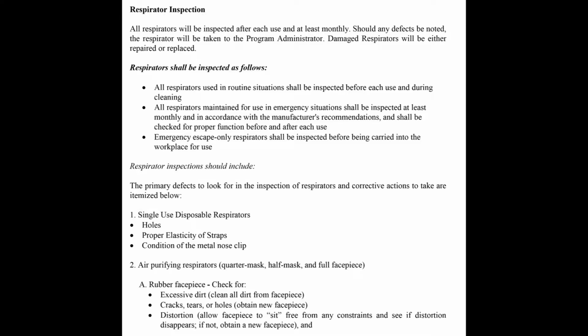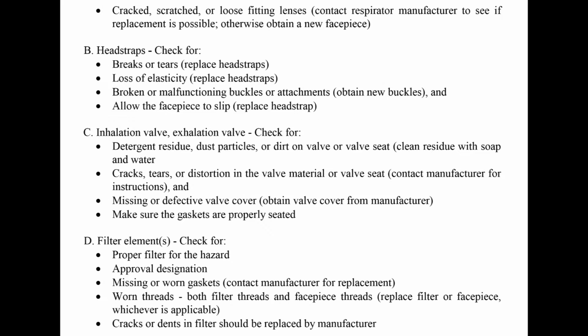Air purifying respirators, quarter mask, half mask, and full facepiece. A. Rubber facepiece. Check for excessive dirt. Clean all dirt from the facepiece. Cracks, tears, or holes: obtain a new facepiece. Distortion: allow facepiece to sit free from any constraints and see if distortion appears. If not, obtain a new facepiece. And cracked, scratched, or loose-fitting lenses: contact respirator manufacturer to see if replacement is possible. Otherwise, obtain a new facepiece.